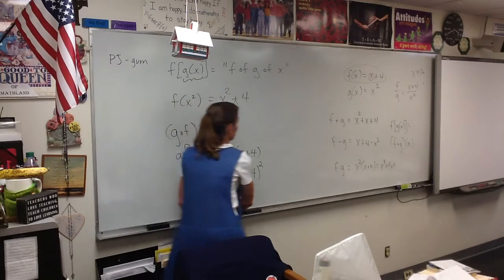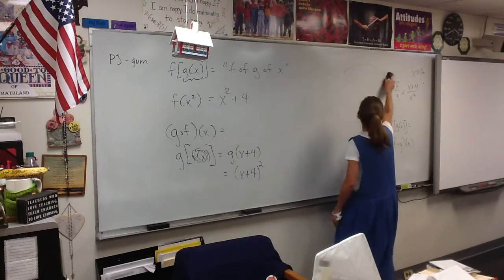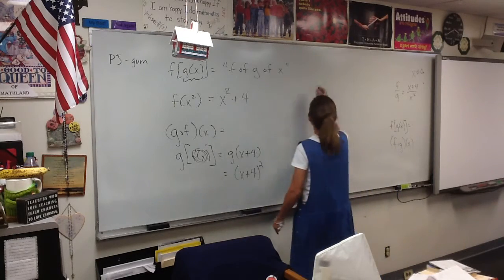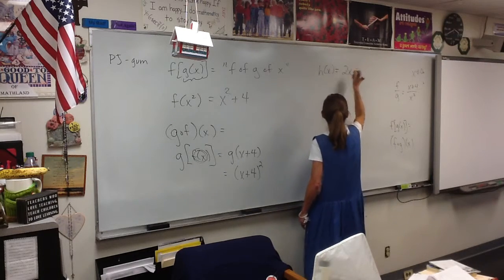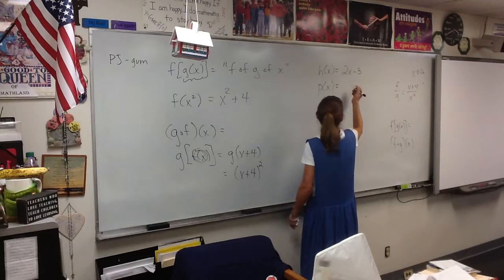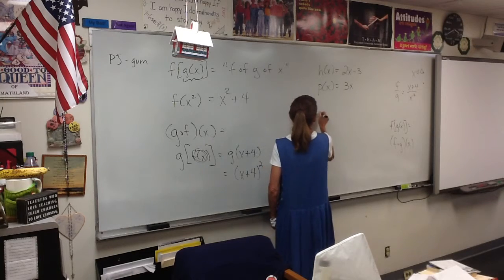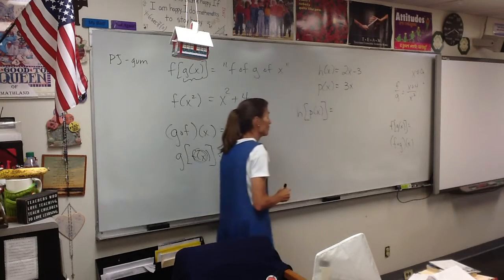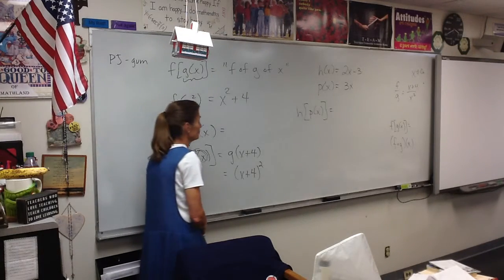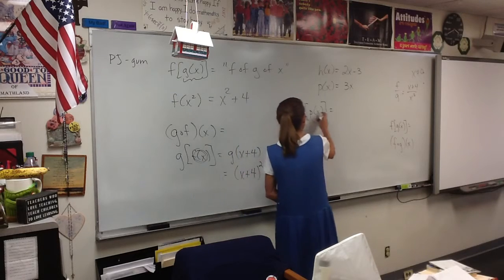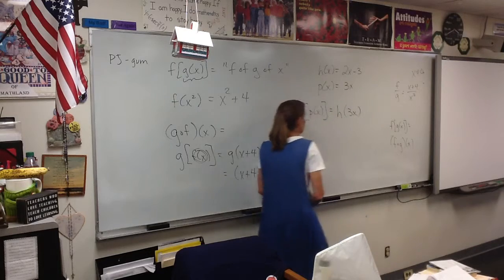You try one. A lot of you are just staring at me blankly. Let's say h of x is 2x minus 3, and p of x is 3x. And we're going to find h of p of x. Right now on your paper, do that for me. See if you can come up with h of p of x. Remember, p of x is 3x. So you're finding h of 3x.